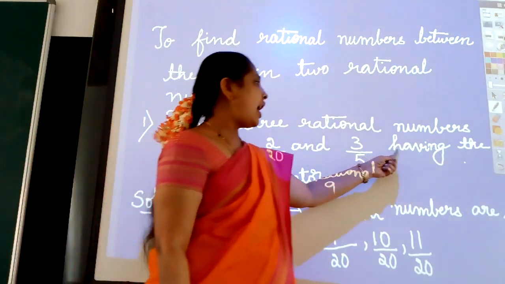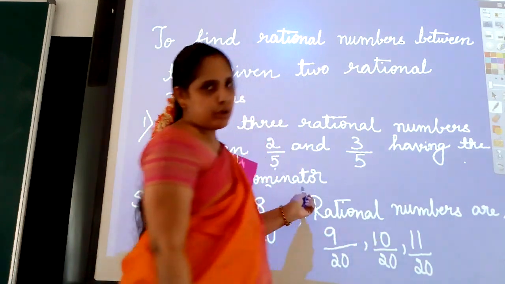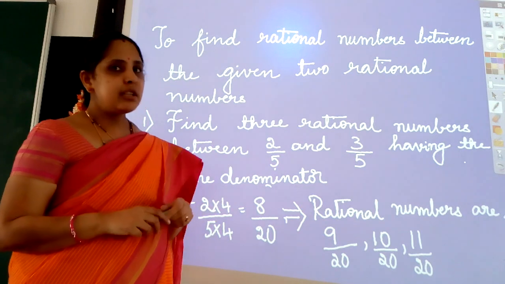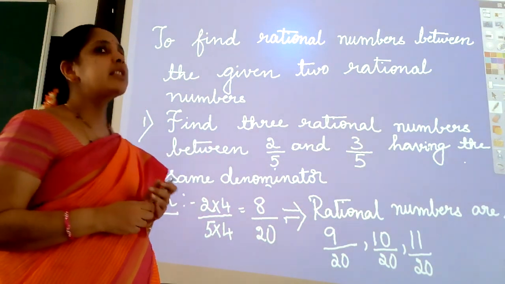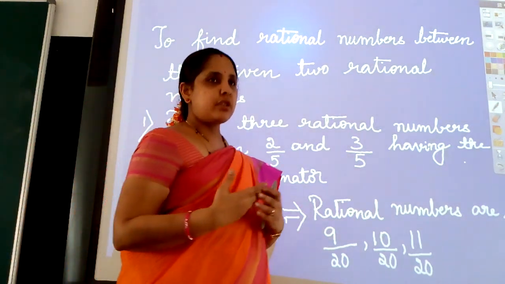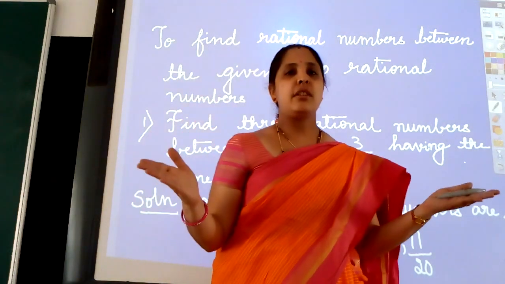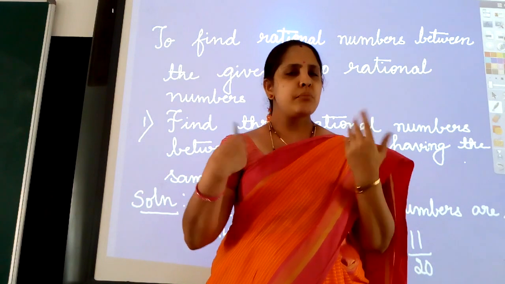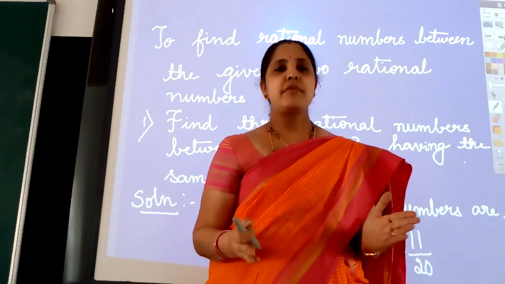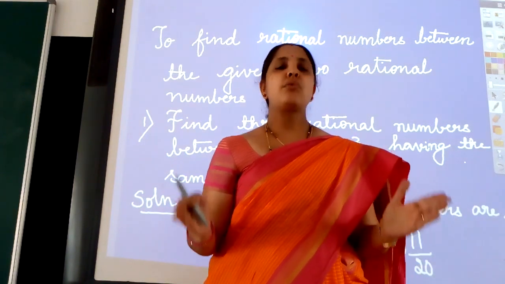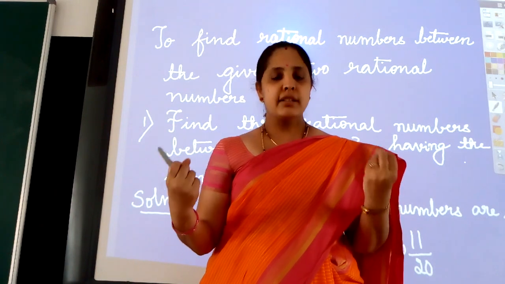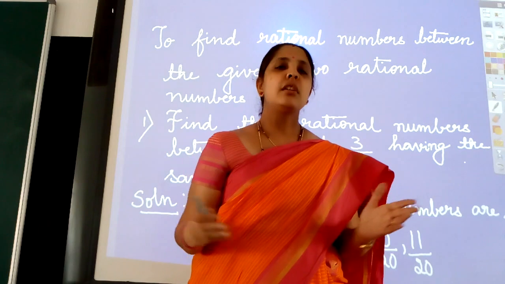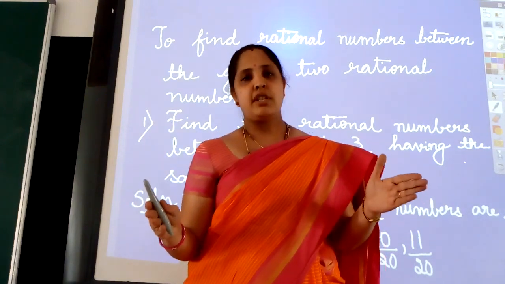by 5, having the same denominator. One thing you have to be very clear with in this concept is that whenever we talk about numbers between two rational numbers, there can exist many rational numbers between the given two rational numbers. In fact, there are numerous or innumerable rational numbers between the given two rational numbers.